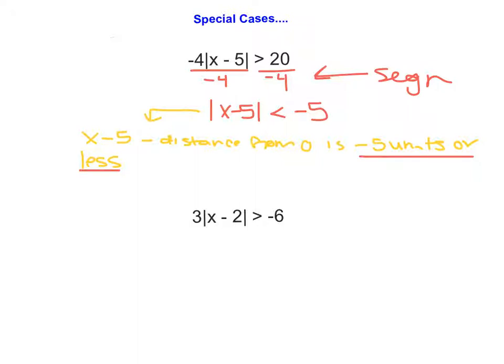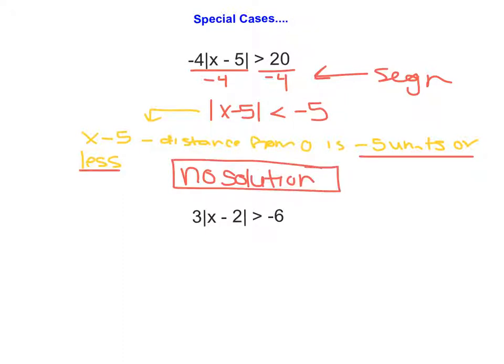And as a result, if you get a situation like this where you have an absolute value less than a negative, you can stop and you can say that this is simply a no solution case. You can see from looking at it that there is no possible solution that will make that inequality true. Nothing that you put in for x will produce something that has an absolute value that is less than negative 5.